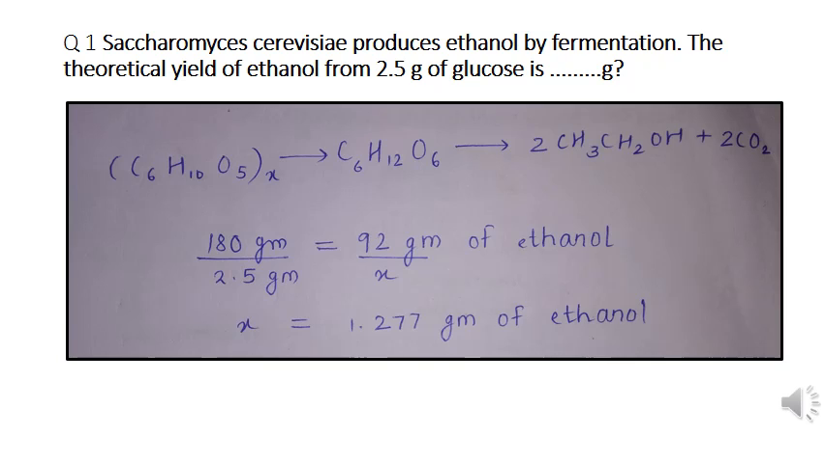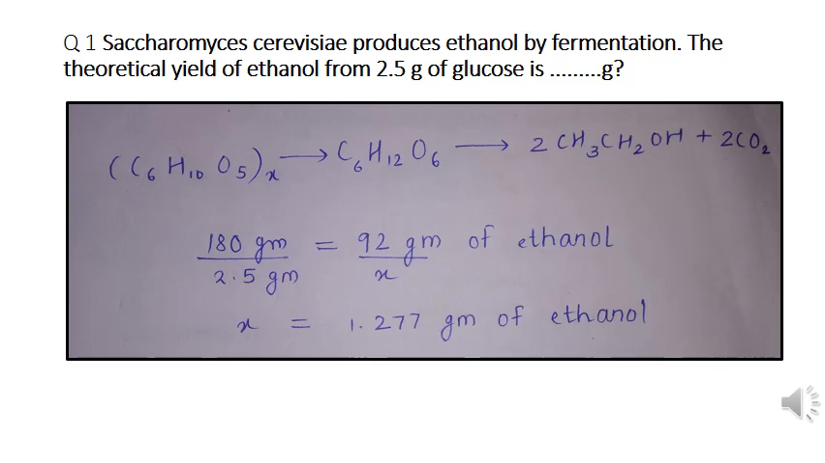But we need our answer in mass, that is, the unit is grams. So from molecular weights, you can find out the molecular weight of glucose, which is 180 grams. So 180 grams of glucose will give you 92 grams of ethanol. So where do these values come from, 180 and 92?